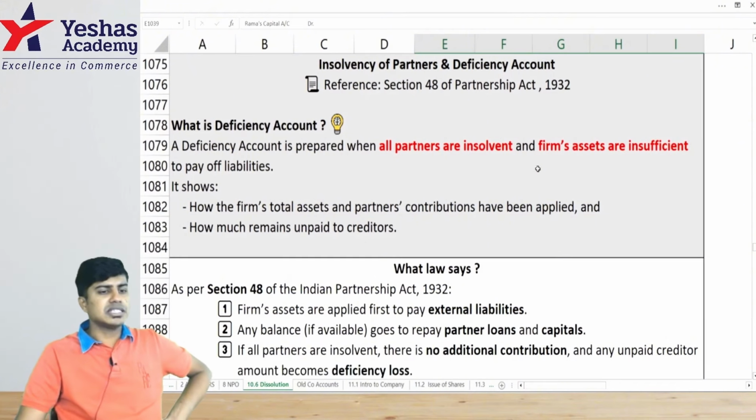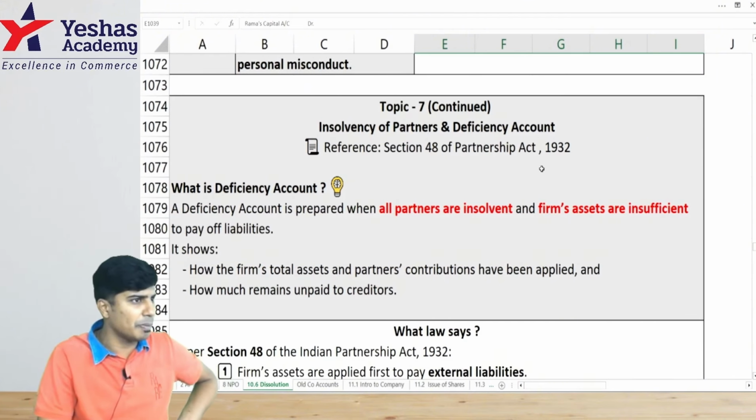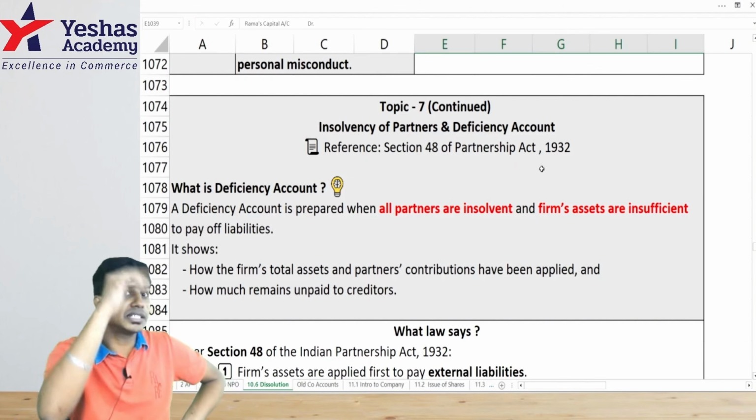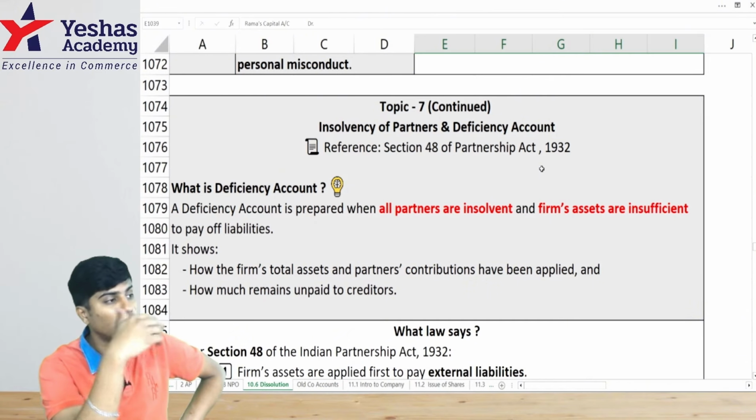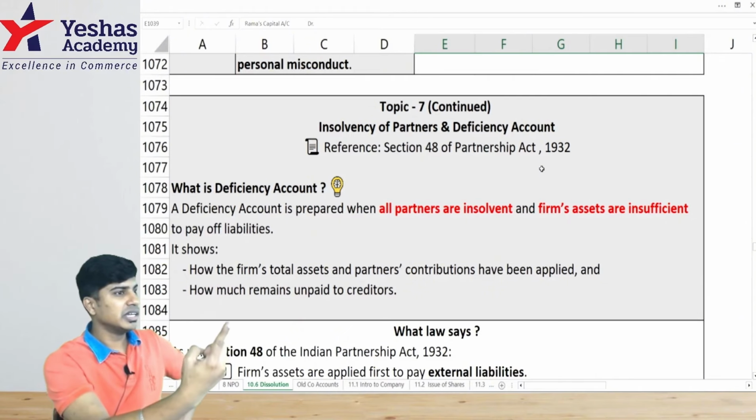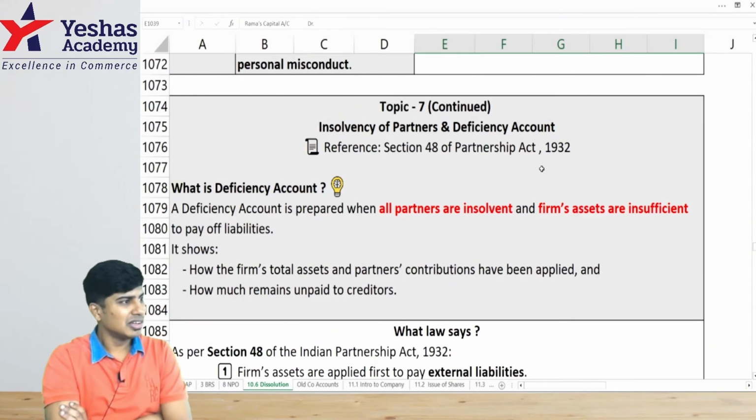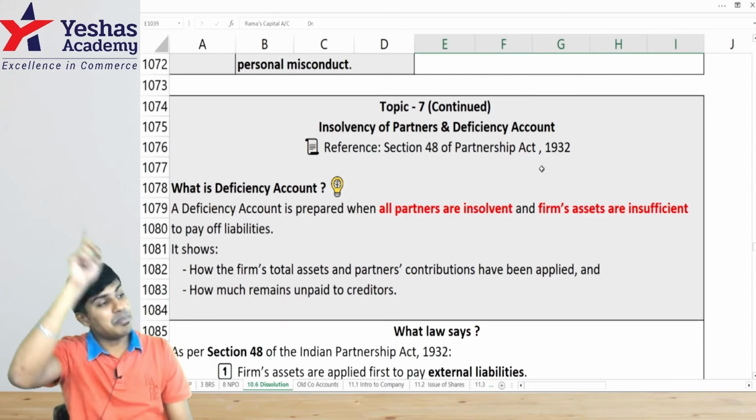Then topic 7 continued. Same thing we are continuing. We discussed insolvency of one of the partners. What if all the partners are insolvent? Or what if all partners except one are insolvent? That one solvent partner has a debit balance in his capital account. Then what will happen? Who will cry? Then the liability holder will cry.